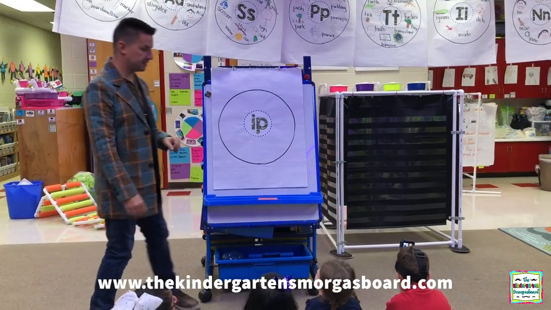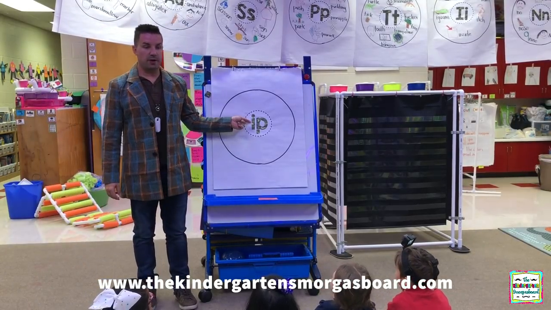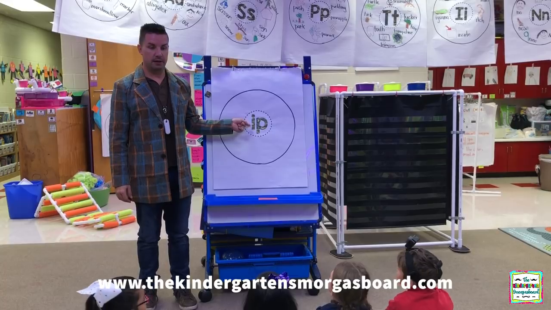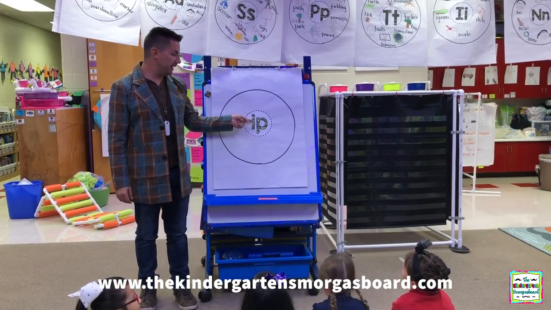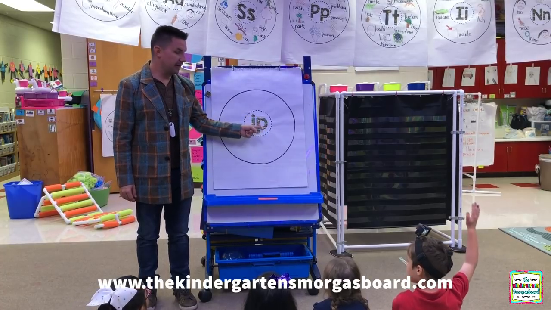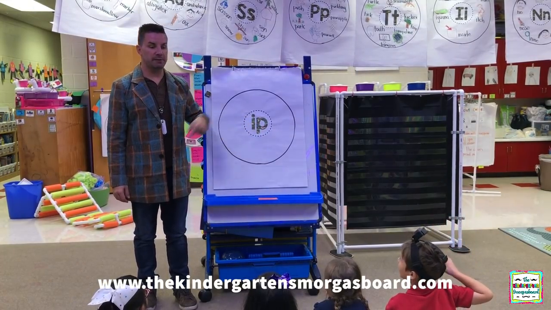In our lap, sitting up nice and tall. Today, our word family is ip. Ip. Ip. Ip. How do we spell ip? I-P. And I-P says? Ip. All right, put your hands in your lap.